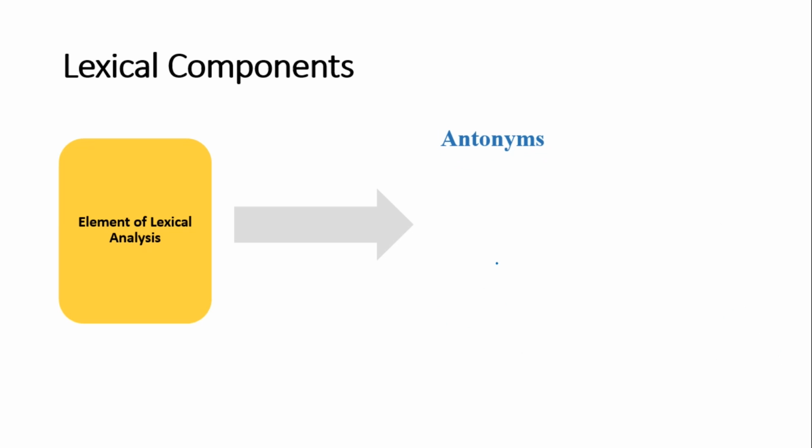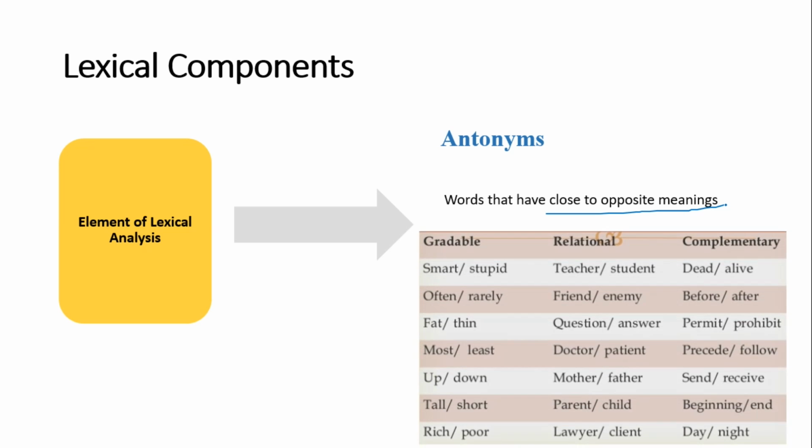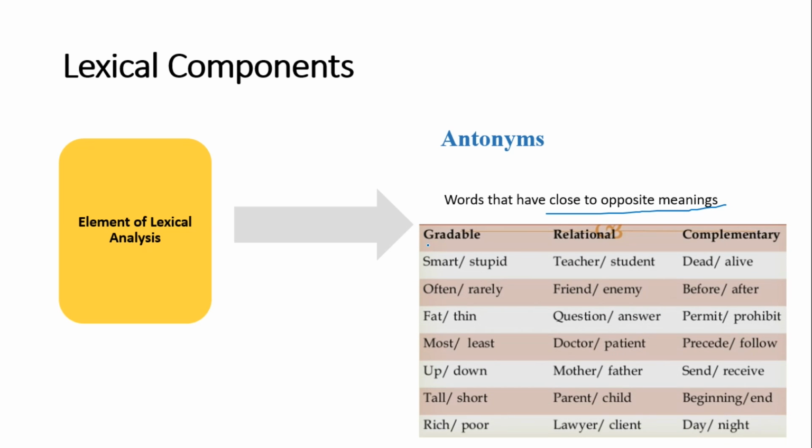Next in the line we have the antonyms. So antonyms are the words that are having the opposite meanings. Like we have this table. So in the table we had segregated these antonyms into three categories. One, we are segregating the opposite meaning on the basis of grade. Another, we are talking about the opposite meaning with respect to relational, and another is the complementary.